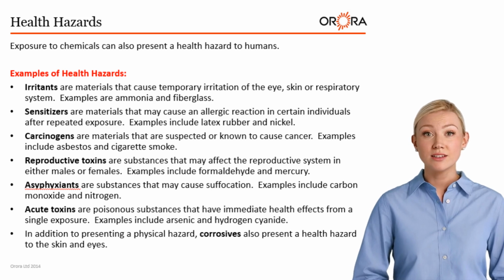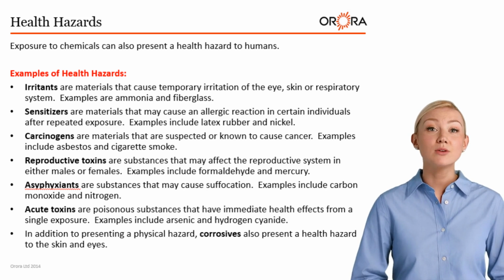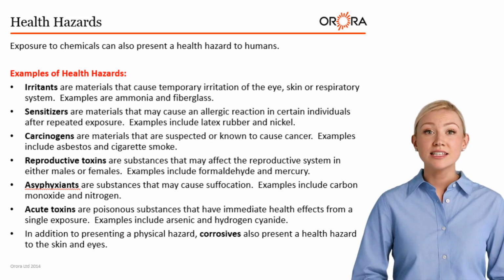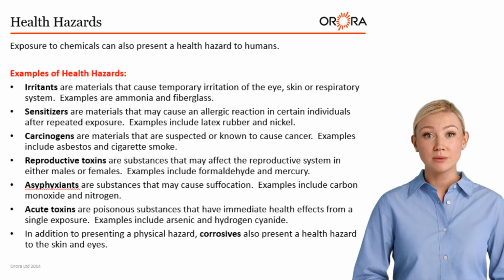Health hazards. Exposure to chemicals can also present a health hazard to humans. Examples of health hazards: Irritants are materials that cause temporary irritation of the eye, skin, or respiratory system. Examples are ammonia and fiberglass. Sensitizers are materials that may cause an allergic reaction in certain individuals after repeated exposure. Examples include latex rubber and nickel.